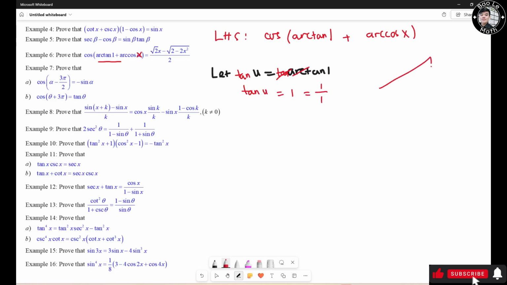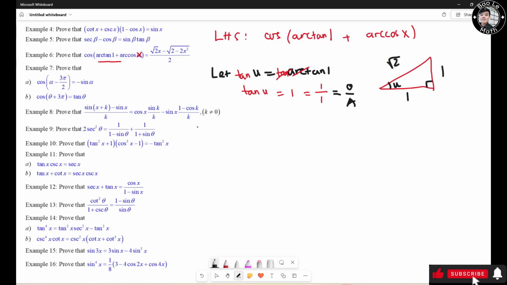So we just draw the right triangle. Suppose this angle is u, right? So tangent of u is equal to opposite over adjacent, right? So opposite equals 1, adjacent equals 1. This is the right angle, and this side equals root 2 by using the Pythagorean theorem, right?